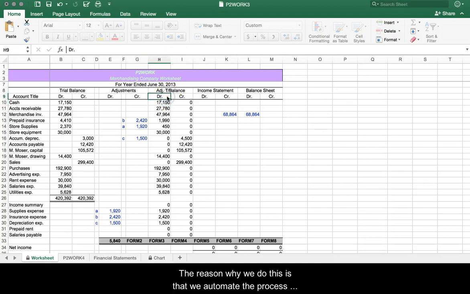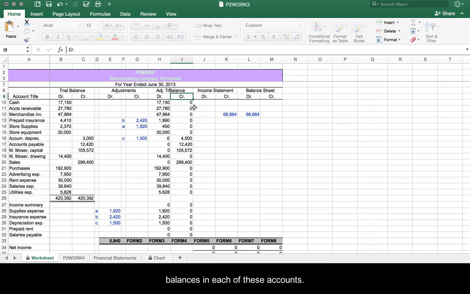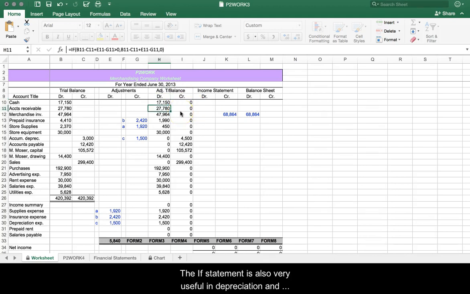The reason why we do this is that we automate the process of checking for debit and credit balances in each of these accounts. The if statement is also very useful in depreciation and employee bonus worksheets.